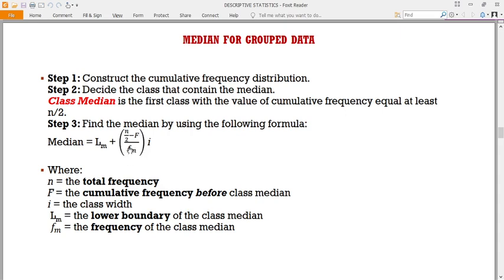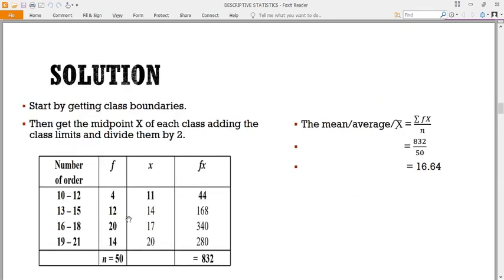And then fm is the frequency of the median class. And i is the interval. Remember, we said the interval is the difference between the classes. The difference between 12 and 15, 15 and 18, 18 and 21 is what we call the interval, our i.